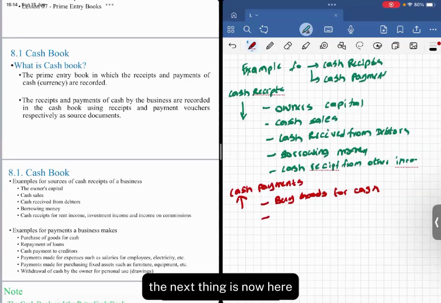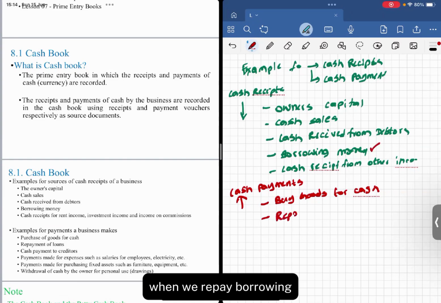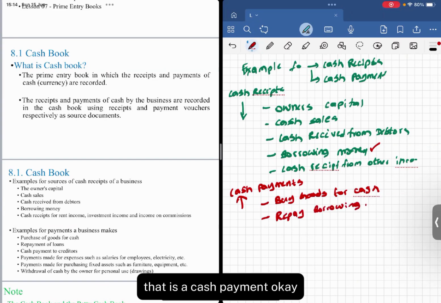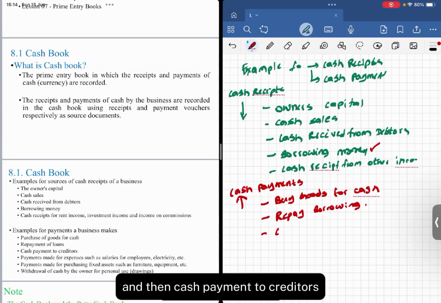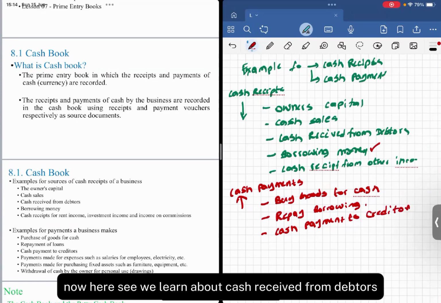The next thing is, here we took a loan. We did a borrowing. Now, when we repay the loan, when we repay borrowing, that is a cash payment. And then cash payment to creditors. Here, we learned about cash received from debtors.